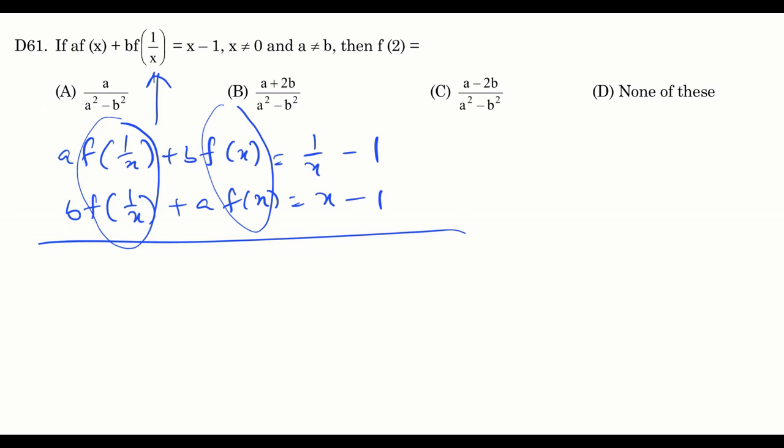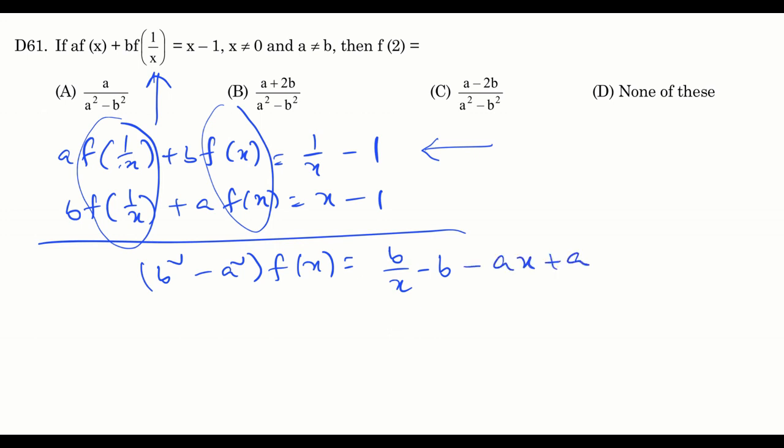Now for that, like the way we used to do in 8th and 9th classes, I'm going to cancel f of 1 by x there. So I multiply the first equation by b, the second equation by a, then I subtract one from the other. If I do that, on the left hand side I'll get b square minus a square into f of x is equal to b by x minus b minus ax plus a.